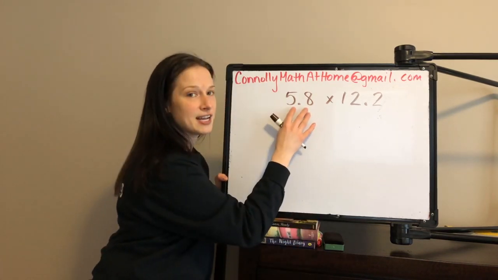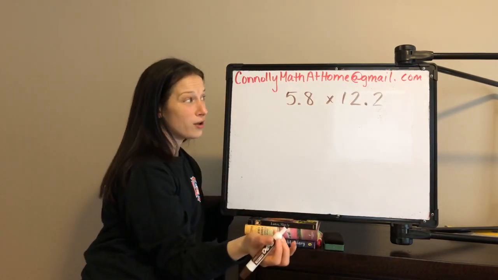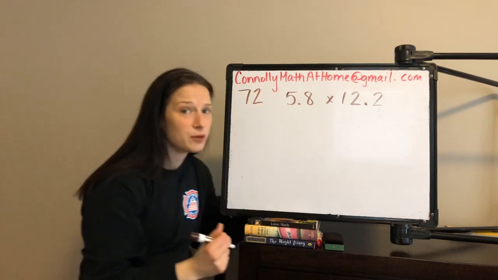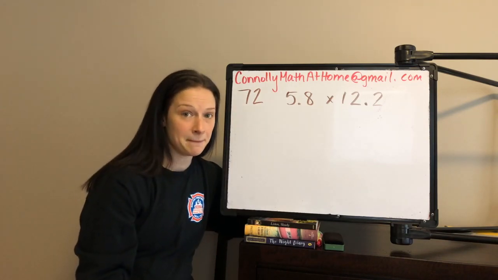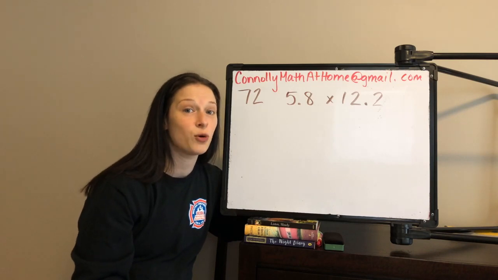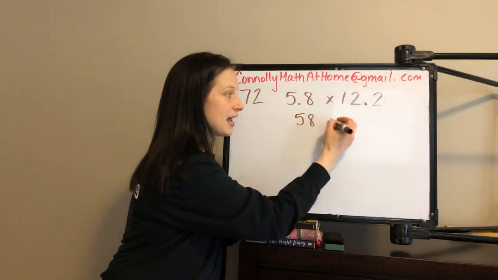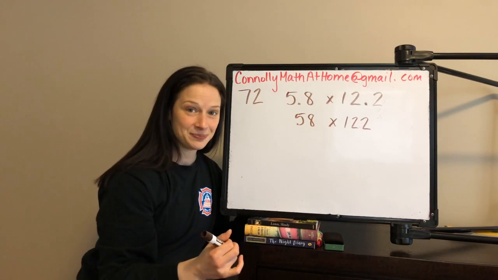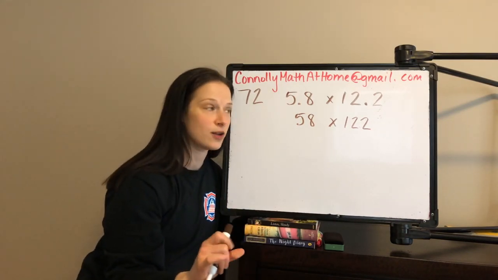All right, so I'm going to estimate just to show you how this works. I think that 5 and 8 tenths is close to 6. I think 12 and 2 tenths is close to 12. So 6 groups of 12. I'm thinking my answer, my product, should be somewhere close to 72. Okay? All right, so I am going to pretend I have whole numbers. I'm going to pretend that I have 58. And I'm going to pretend that I have 122. All right? And you can use any multiplication strategy. I'm just going to stick with the standard algorithm for right now.